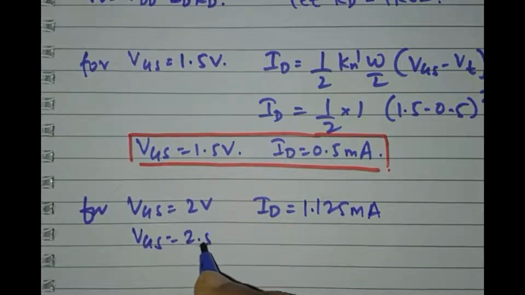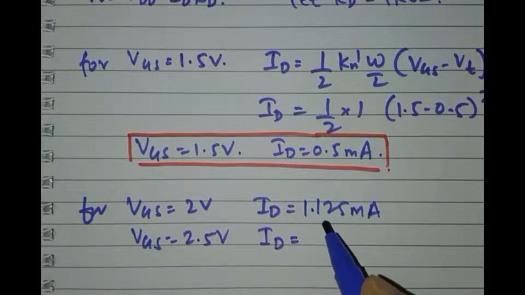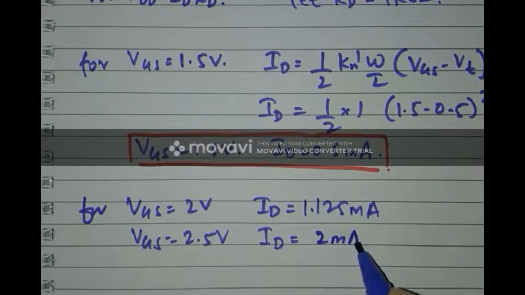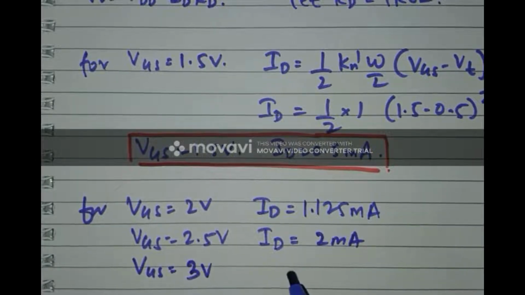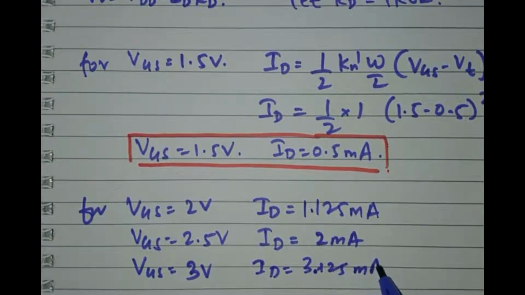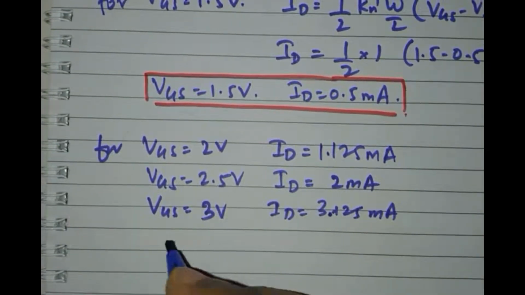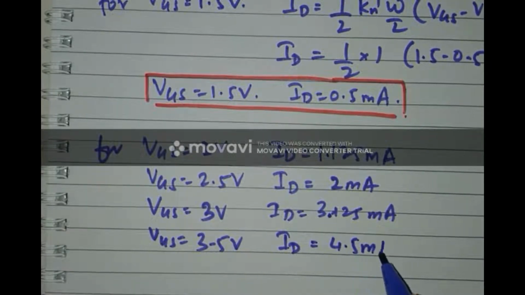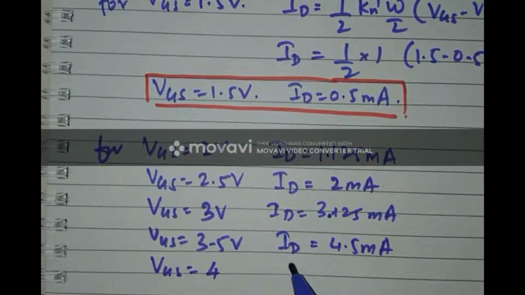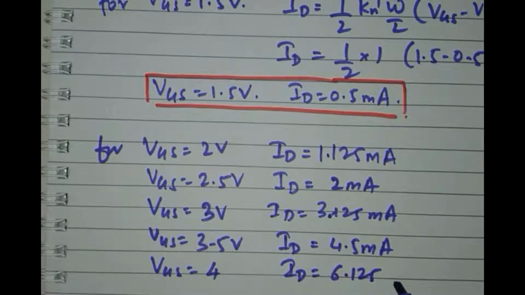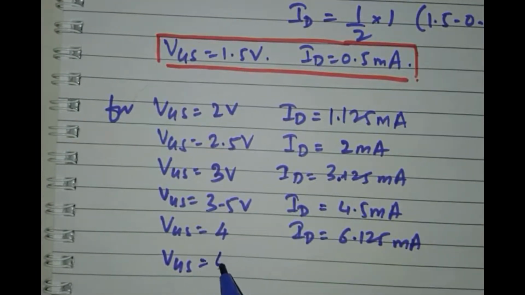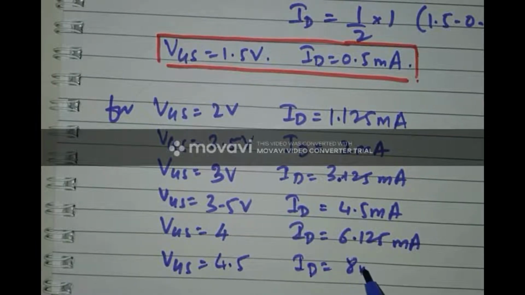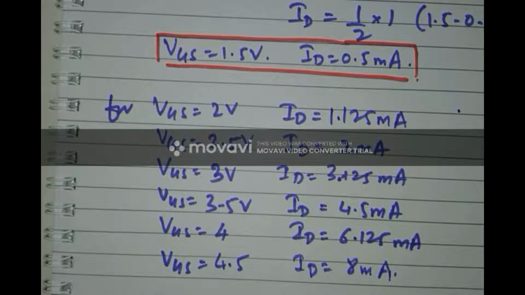Similarly for VGS equal to 2.5, let's calculate what is ID. If I do that calculation, it will be 2 milliampere. Kindly verify the calculations. If I go for VGS equal to 3 volts, my ID value will be 3.125 milliampere. For VGS equal to 3.5 volt, ID will be 4.5 milliampere. For VGS equal to 4 volt, ID will be 6. I have already calculated it, so making it easy for you to understand. And for VGS equal to 4.5, my ID will be 8 milliampere. So these are the values of my current for different values of VGS.